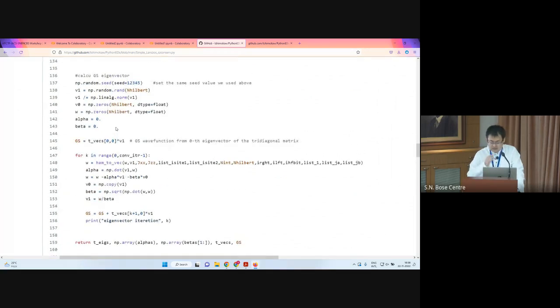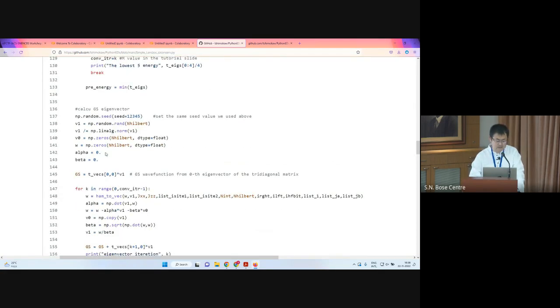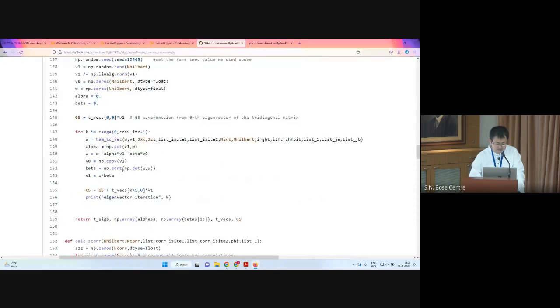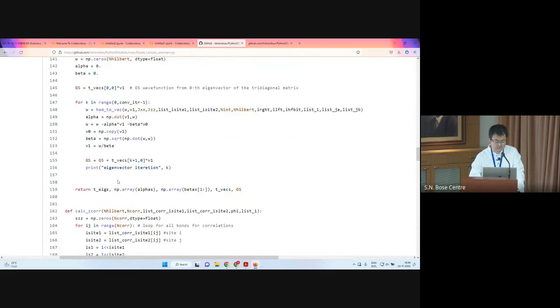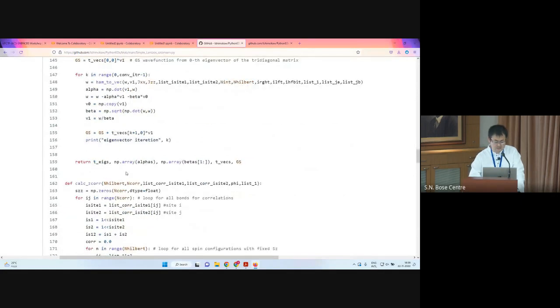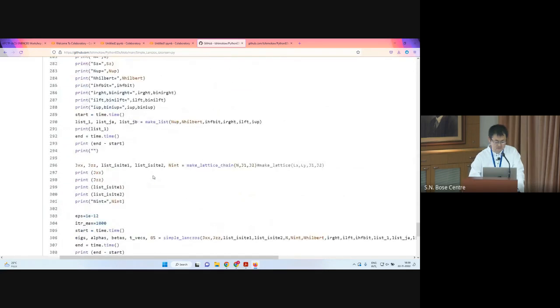to realize the eigenvectors of the tridiagonal matrix in the original spin basis. That procedure will be done by using another, the same Lanczos procedure. Then you can get the energy eigenvalues and the corresponding ground state wave function. That is the explanation of the simple Lanczos subroutine.